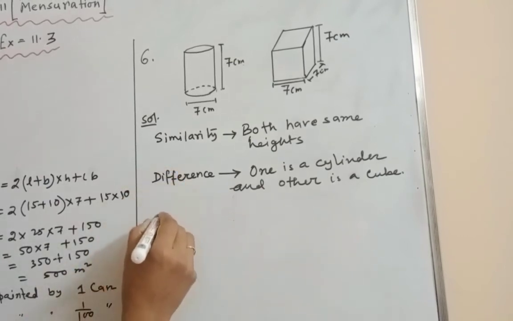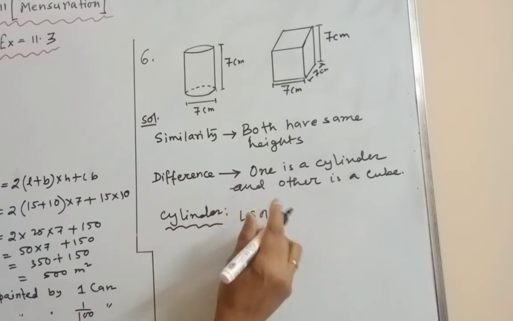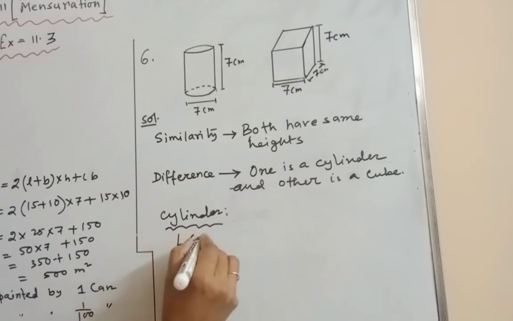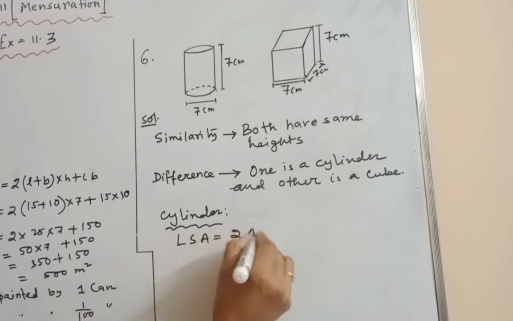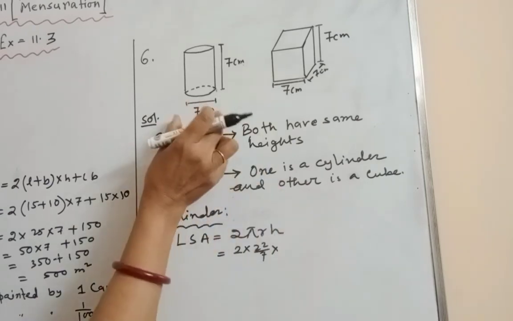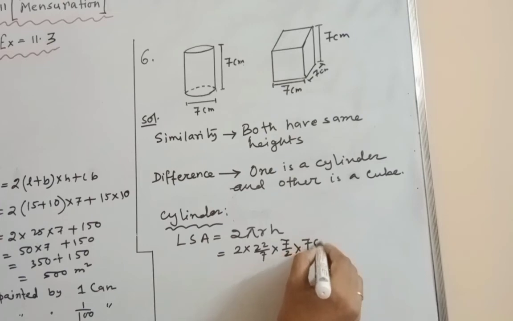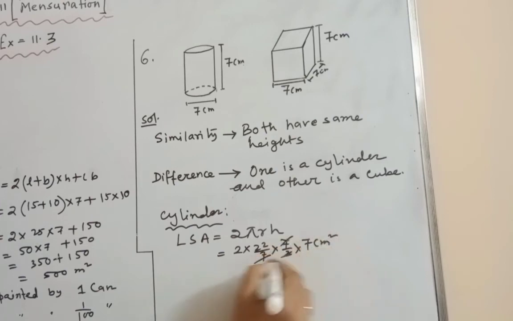For the cylinder, lateral surface area is equal to 2 pi RH, 22/7 into radius 7/2, because 7 is the diameter here, so 7/2, and H is 7 centimeter square. 7 you can cancel, 2 also you can cancel. So what will be the result? 22 into 7, 154 centimeter square.